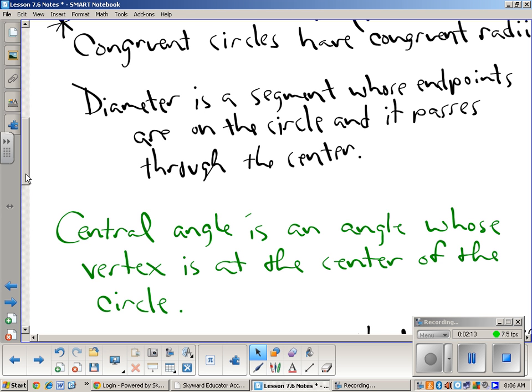So congruent circles have congruent radii. So to determine whether two circles are congruent or not, we just have to know what the length of the radii are. If the radii are congruent, then the circles are congruent. All circles have exactly the same shape, so the only difference is how long the radius is.